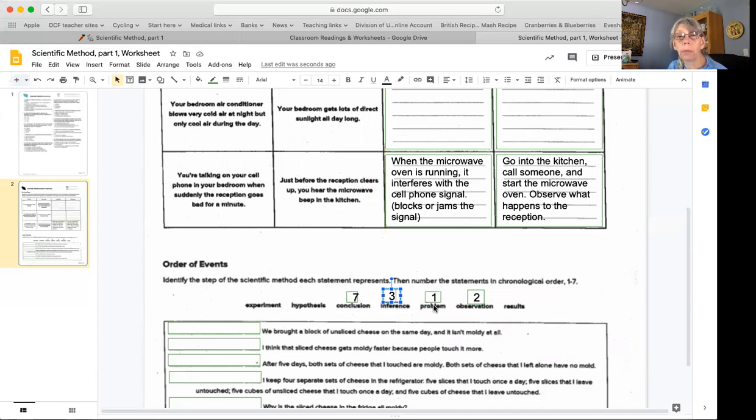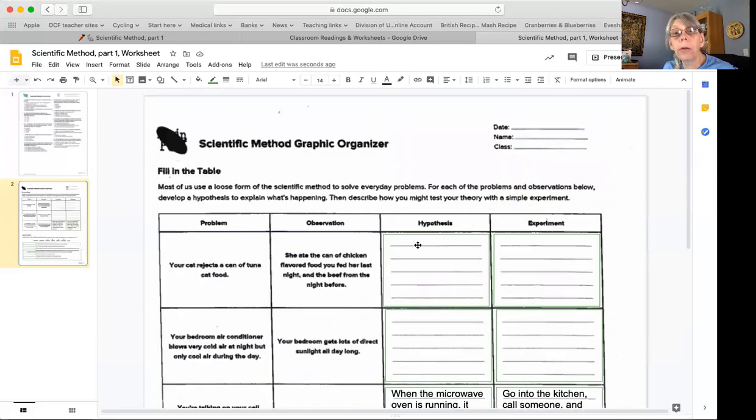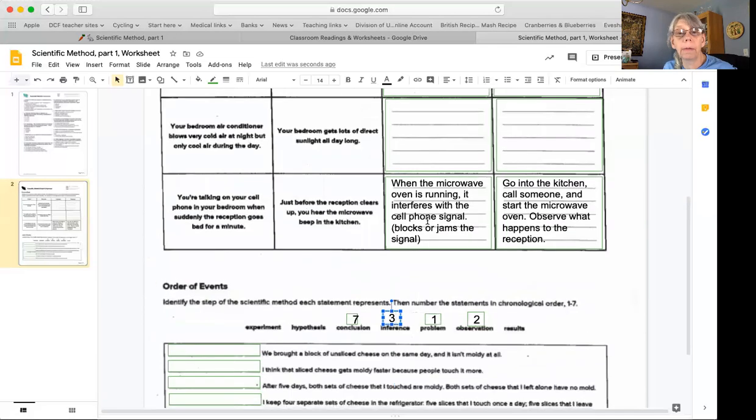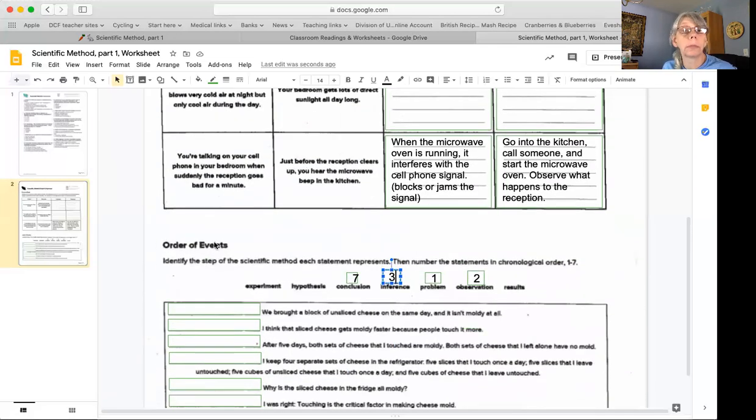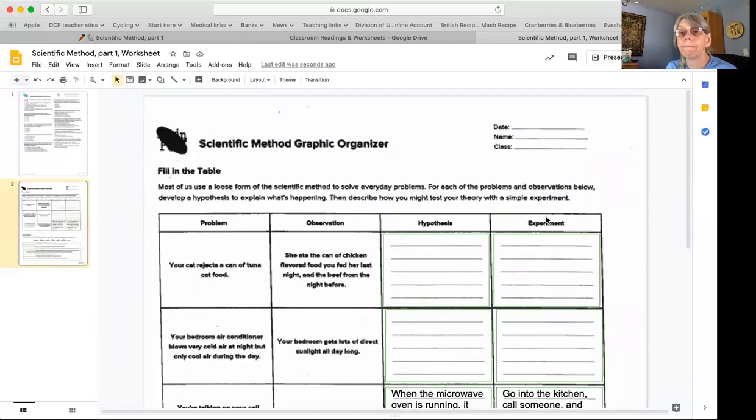All right. So you have a problem. You notice something about your problem. You think you figured out something about your problem. Especially if you start smelling popcorn right here. Now you can form a hypothesis, which is a prediction that you can test. Okay? How do you test it? You do an experiment.